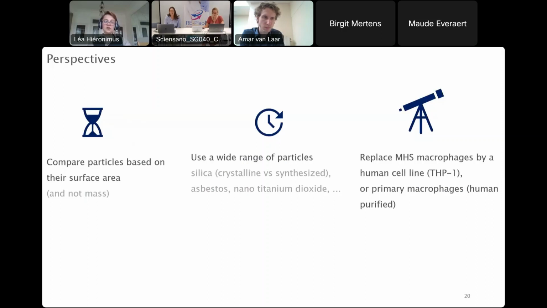In terms of perspectives, I'm currently no longer adding particles at a concentration that is based on mass, but on their surface area. I'm planning on using a wide range of particles which are known to induce or not granuloma and/or fibrosis, and to replace these MHS macrophages by a human cell line or macrophages purified from human lungs.